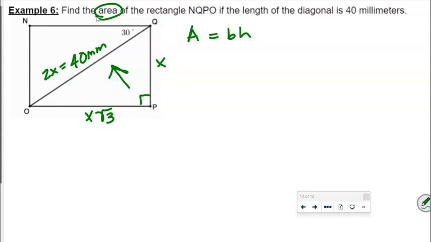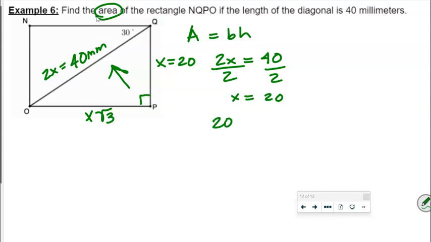So if we know that 2x equals 40, then to find our x, we're just going to divide by 2, right? So x is going to be equal to 20. So that's going to be our height, right? And what are we going to do to find our base? We're going to do our x, which was 20, times the square root of 3. Now, what are we going to do with these two lengths? We're going to multiply them by each other, right? So you can do that right there in your calculator as well. And let's just round this to the nearest millimeter, okay? So I got 692.82, so this is 693 millimeters, okay?